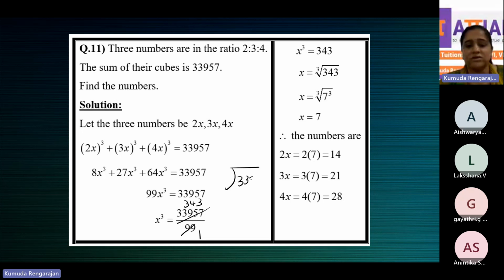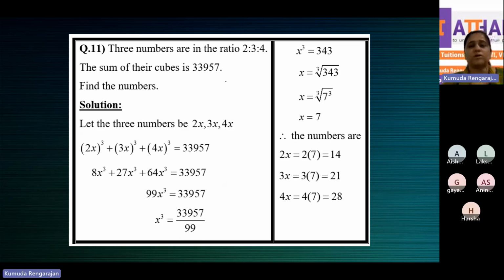You should divide 33,957 divided by 99. When you perform this division in the rough column, you will get 343. Then you will do 99 ones are 99, 343 times. All right. So x cubed is equal to 343. x is equal to the cube root of 343. x is equal to 7.